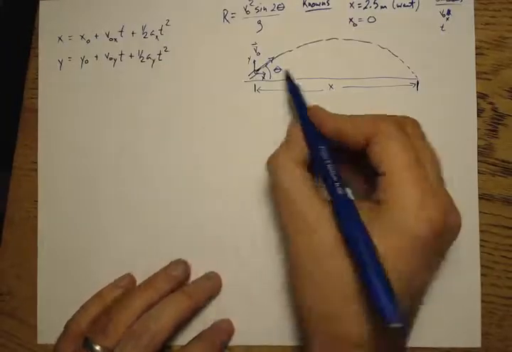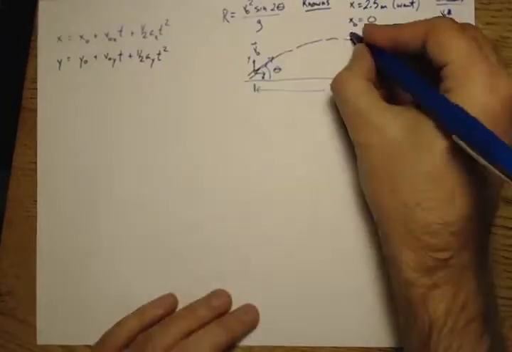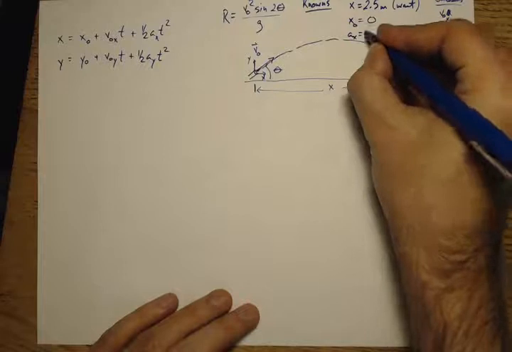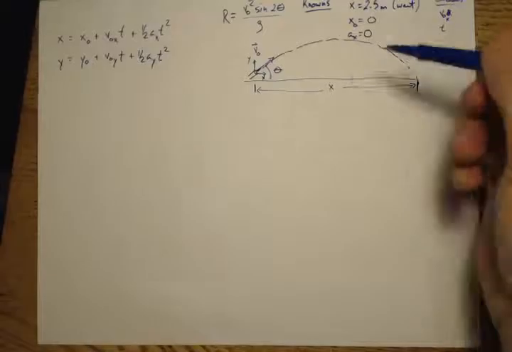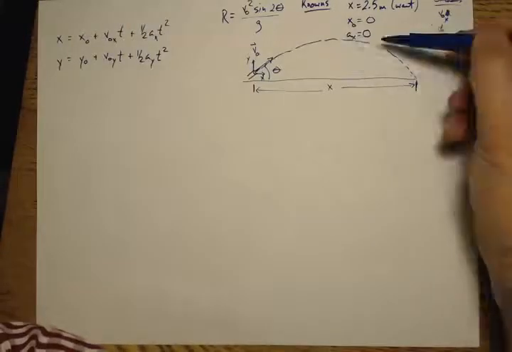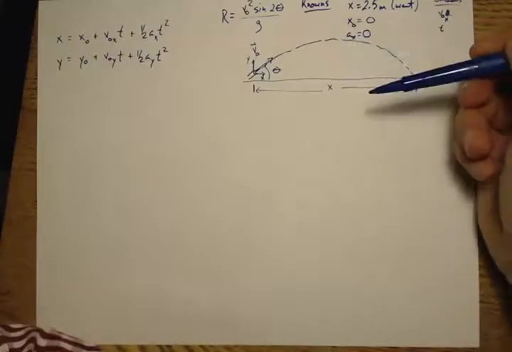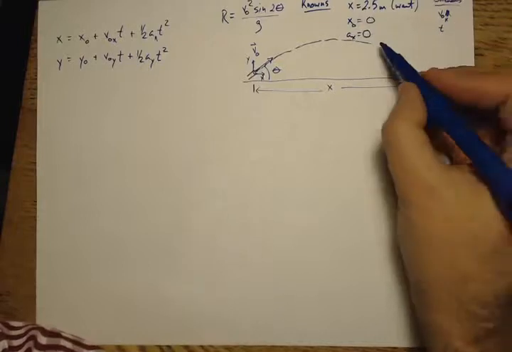The acceleration in the x direction is 0. Right? That's the whole thing with projectile motion: there's no acceleration, or we're ignoring the acceleration due to slowdown from air resistance. So that's 0.